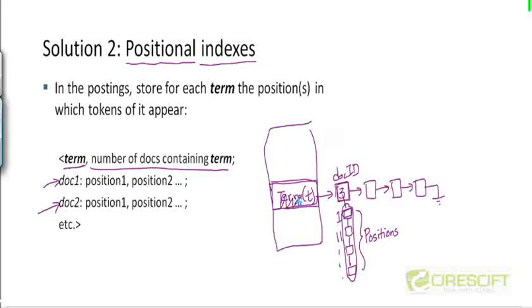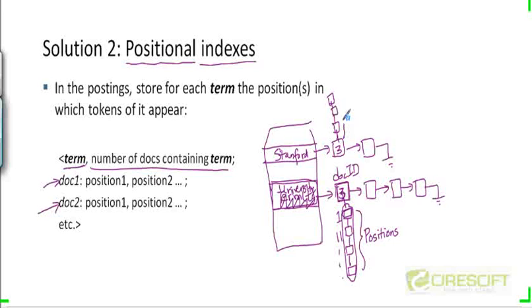So let's say this was the word university, and let's say we have the word Stanford somewhere else in the dictionary, and that has its own postings list. Now assume that this first document with the doc ID of 3 contains both the terms. Now we need to check whether both the terms appear adjacent to each other or not within this document.